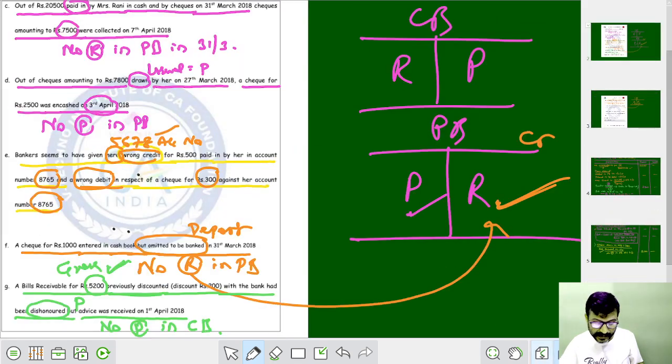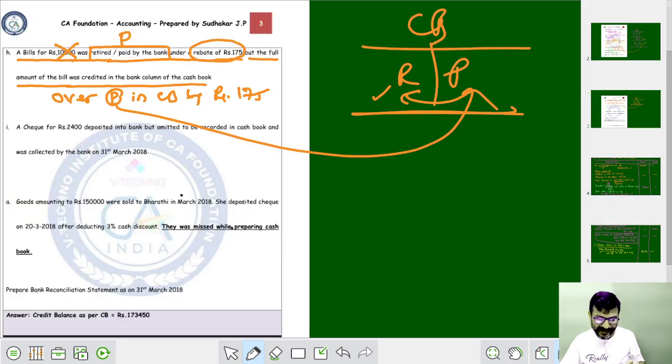See, every point seems to be somewhat stingy, not so easy to understand. See the next one. A check for rupees 2,400 deposited into bank. See, my dear kids, what you have done, you have deposited into bank. Deposited means receipt. Omitted to be recorded in the cash book. Was collected by bank on 31st March.